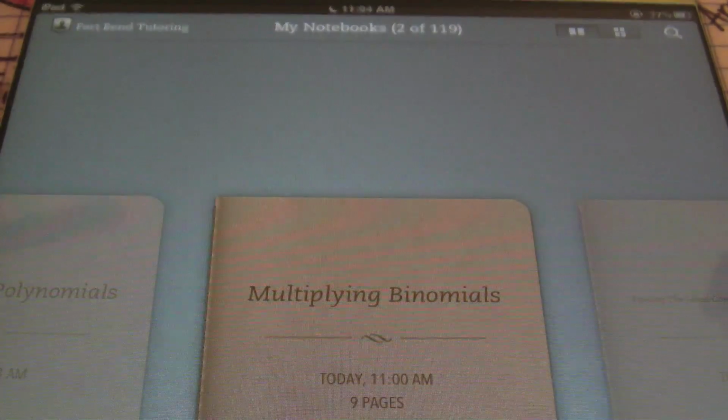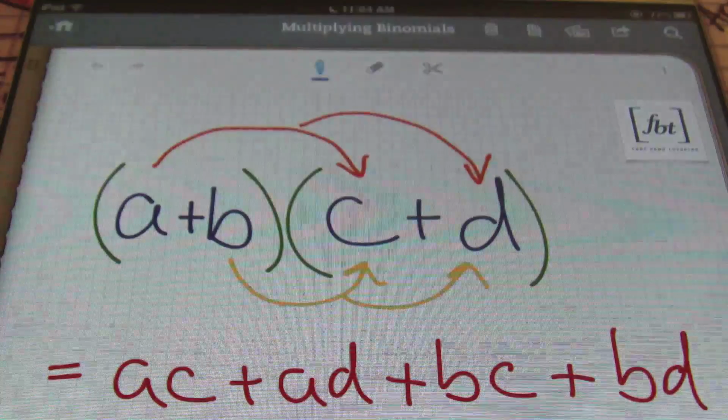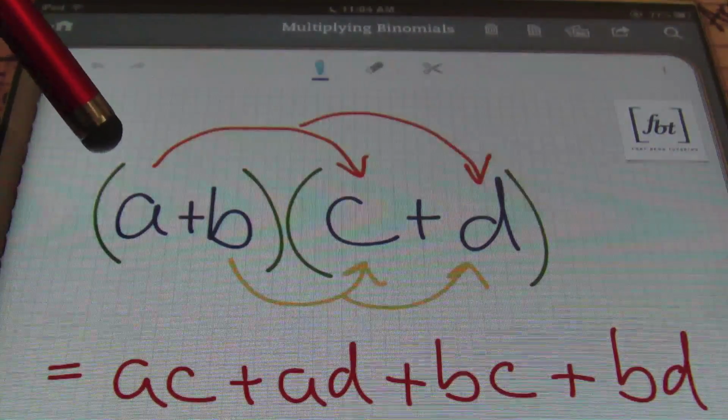Hello, ladies and gentlemen. This is Mr. Witt with Fort Bend Tutoring, and today's lesson is about multiplying binomials. That's right, two terms times two terms. And here's an example of the format.